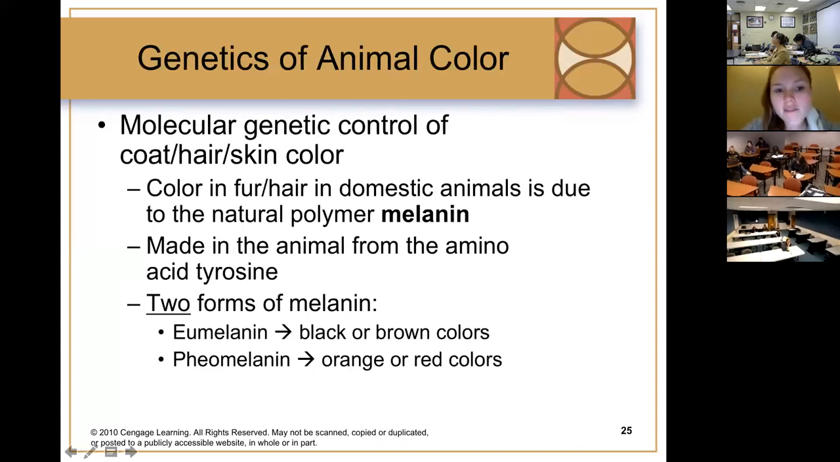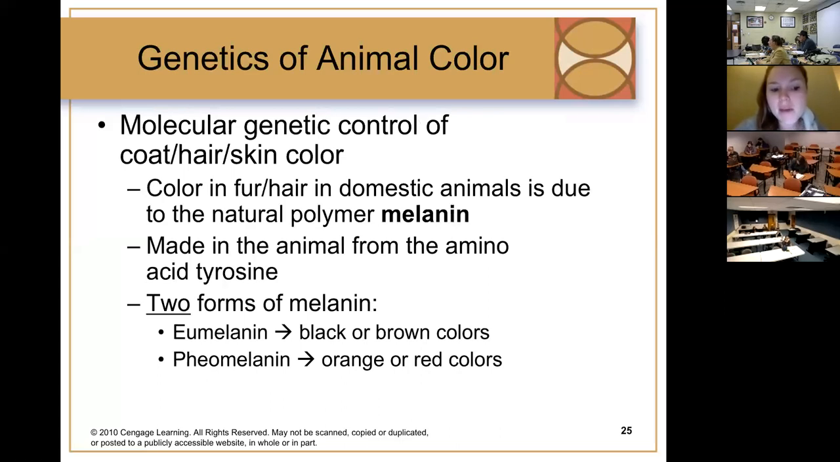Just to show you how genetics comes into play, we're going to talk a little bit about the genetics of animal color. There's molecular genetic control of coat, hair, or skin color. Color in the fur or the hair of domestic animals is due to a polymer called melanin. Remember, polymer just means a long compound of similar units. Melanin is the term for that.